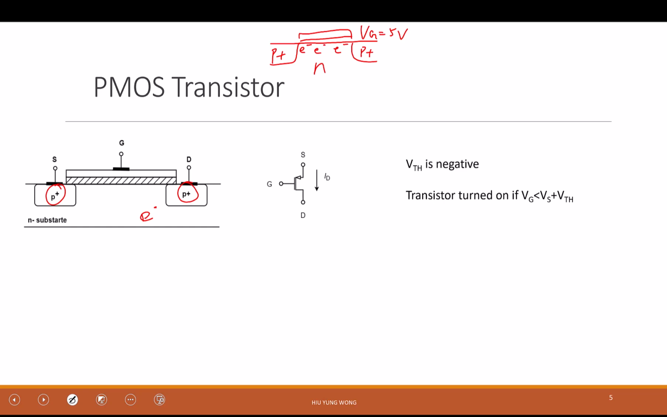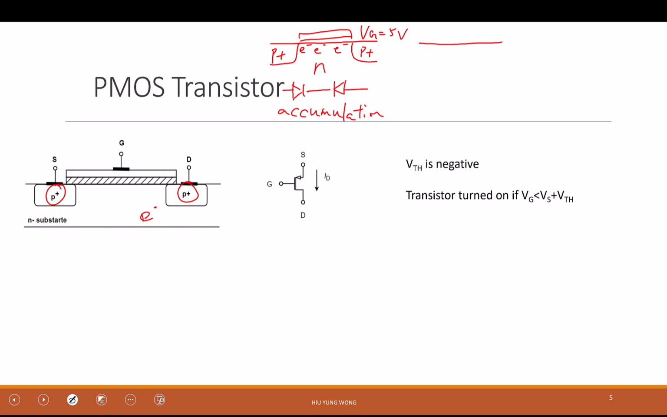So does it conduct any current? I basically have the same scenario. It's still a back-to-back PN diode, although in the opposite direction, right? We call this accumulation mode. Same. I'm accumulating the electrons to the surface, just like in the NMOS case, I'm accumulating the holes to the surface, right? Because now the substrate is N-type, not P-type.